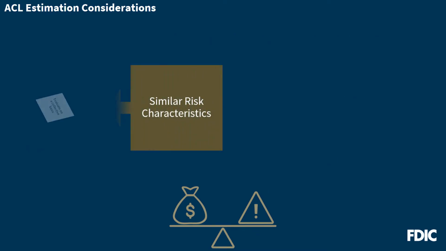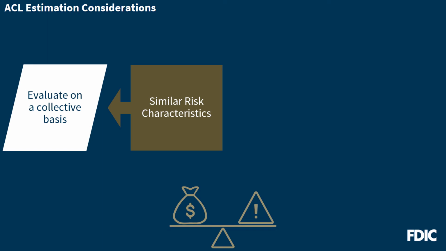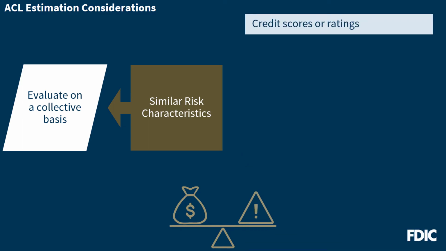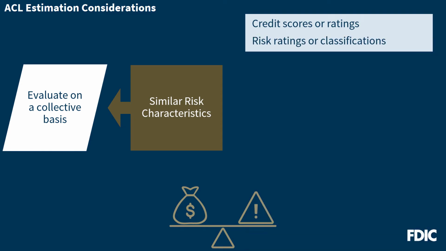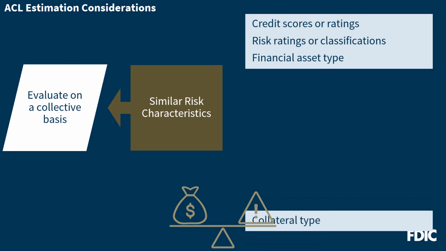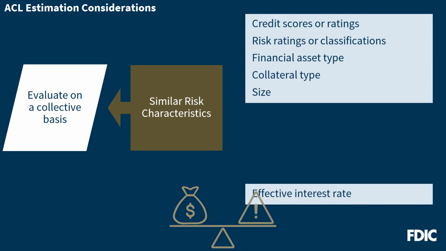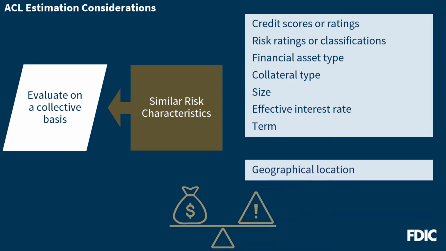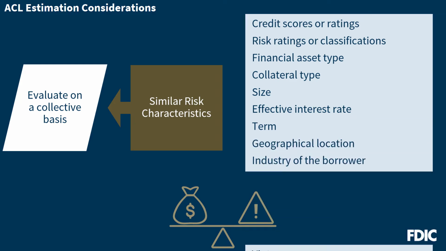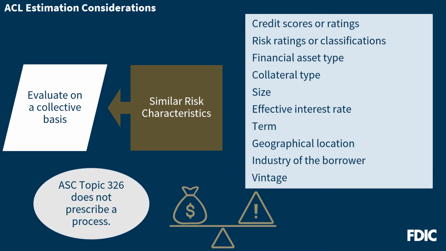As we mentioned, assets are evaluated on a collective basis if they share similar risk characteristics. Some examples of risk characteristics that could be used to evaluate assets include internal or external credit scores or credit ratings, risk ratings or classifications, financial asset type, collateral type, size, effective interest rate, term, geographical location, industry of the borrower, and vintage. Keep in mind, ASC Topic 326 does not prescribe a process for segmenting financial assets for collective evaluation. It's up to management to establish appropriate pools and to evaluate those pools on an ongoing basis.